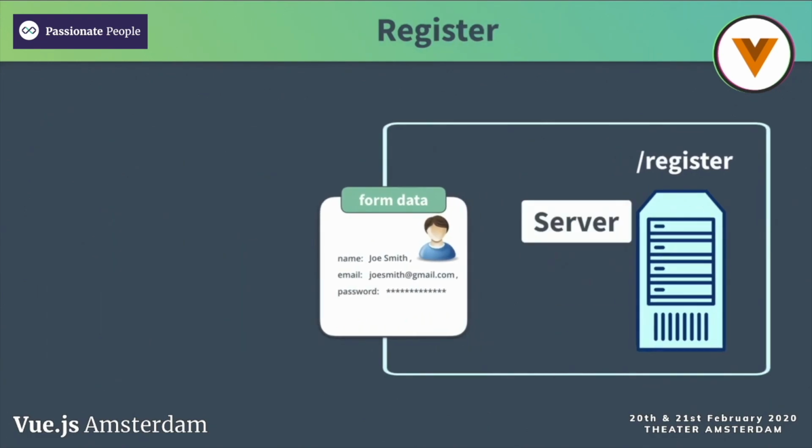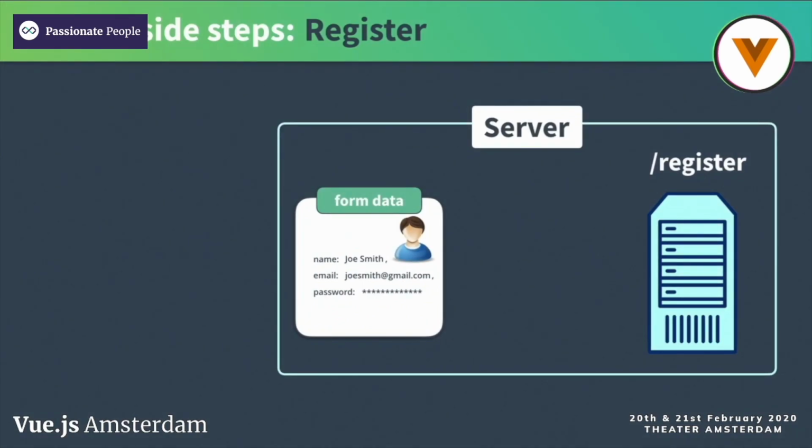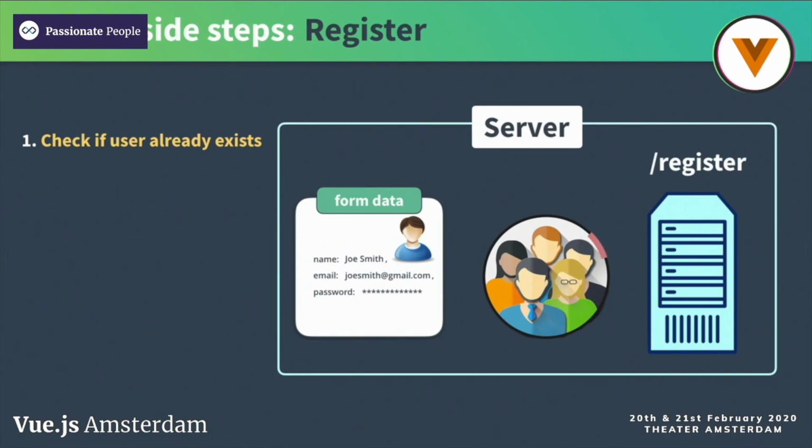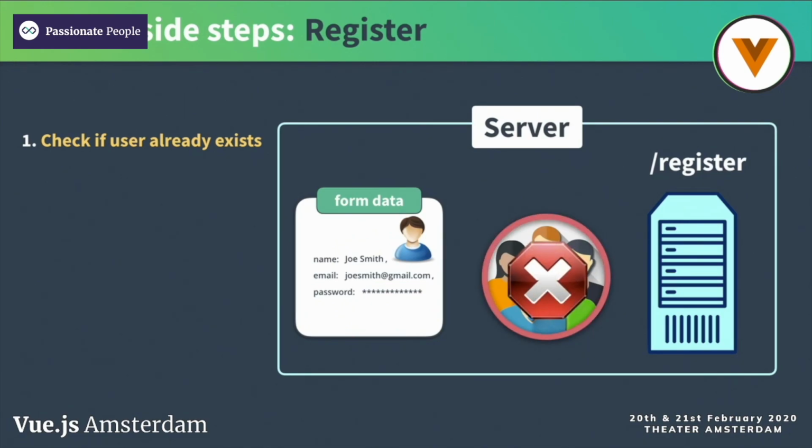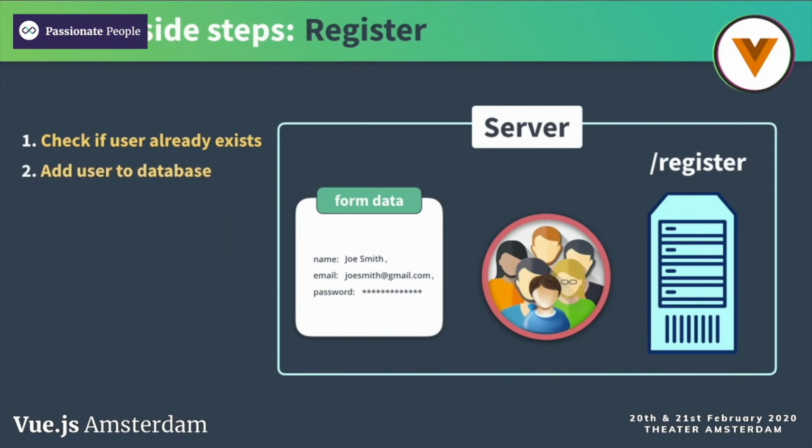Then over on the server side, we have a few steps. So first, we're going to check if the user already exists in our database. If not, we're good to go. We can proceed to the second step, which is adding that user to our database. And that's about it in terms of the essential steps for the registration.